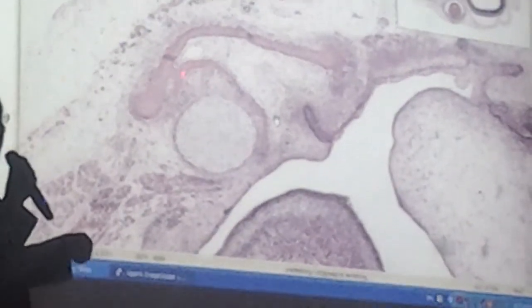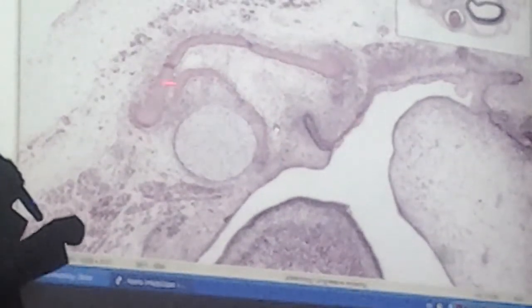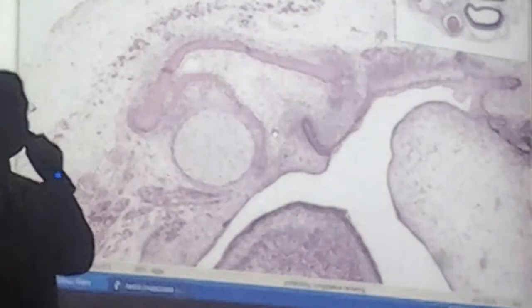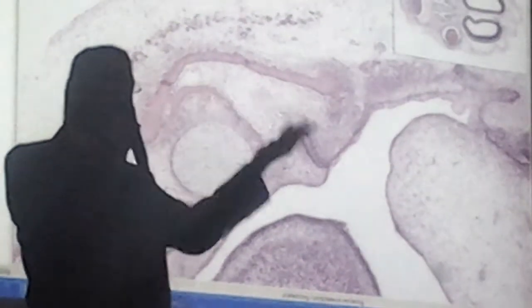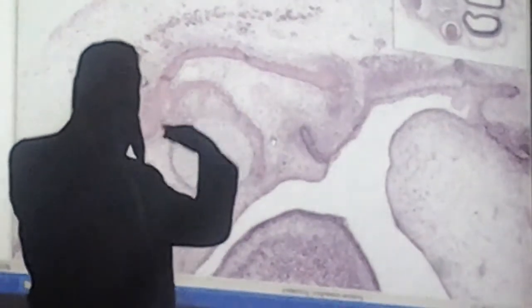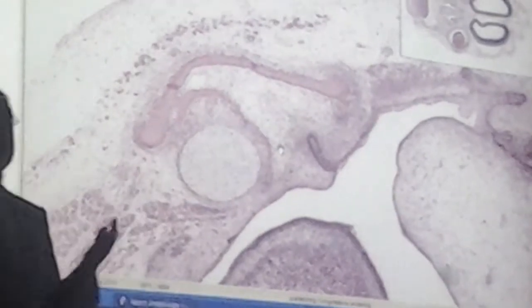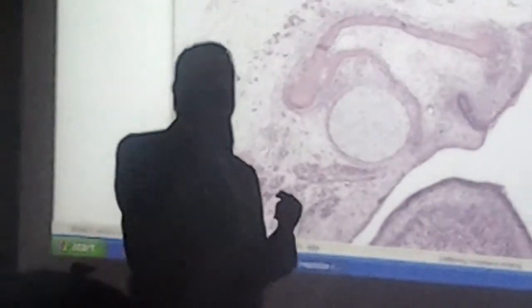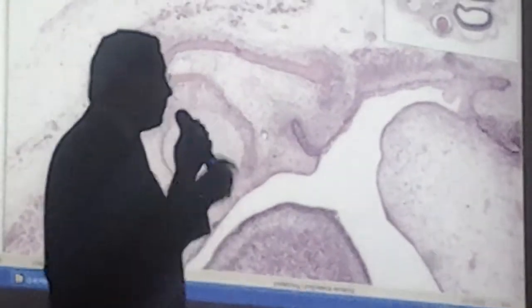We can see two plates of bone. This is one plate and this is another plate. These are called the alveolar plates of bone. One is buccal, one is lingual. If you like, one is outer, one is inner. One is lateral, one is medial. Whatever you like to name them, you have to understand that these are part of the alveolar bone, okay?